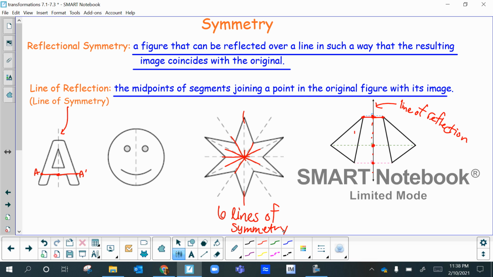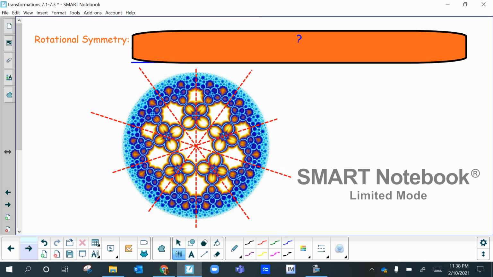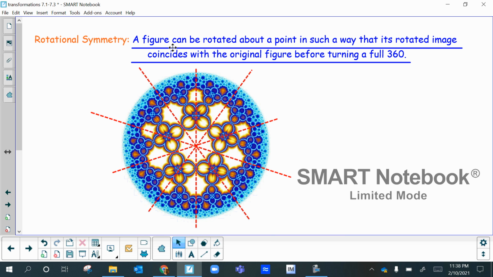Okay, so you're going to have to determine how many there are in some given figures on your homework. All right, and that's line of symmetry or reflectional symmetry. And then the last type of symmetry is called rotational symmetry. So this is when a figure can be rotated about a point in such a way that its rotated image coincides with the original figure before turning a full 360 degrees. I forgot the little degrees.